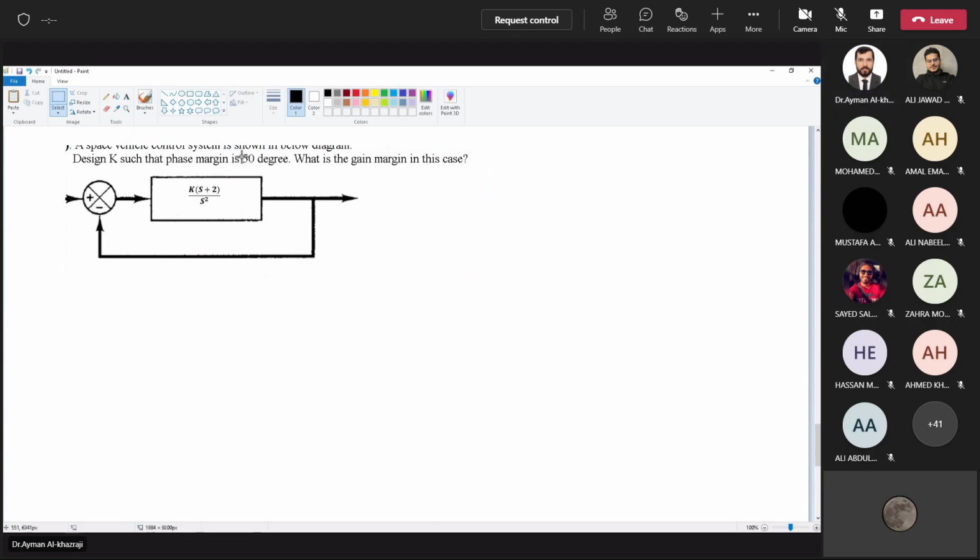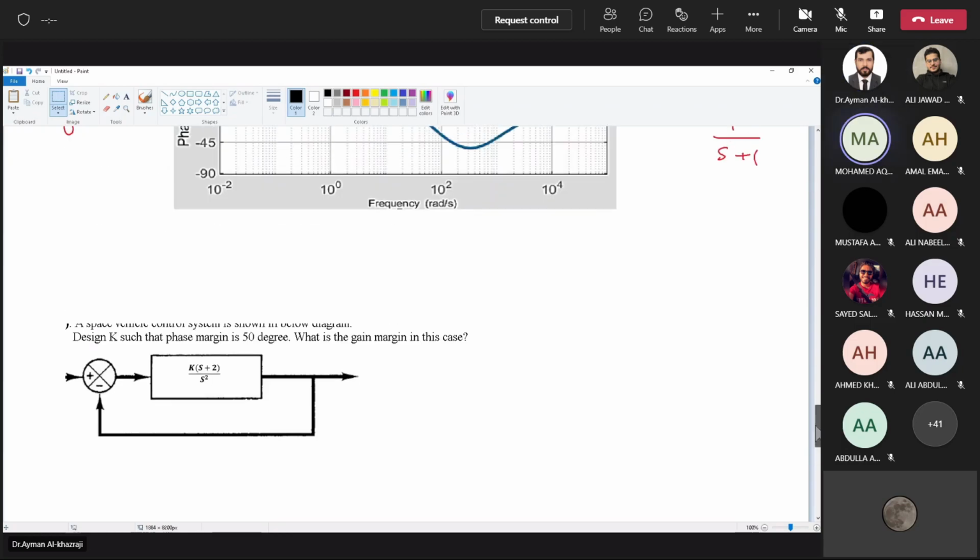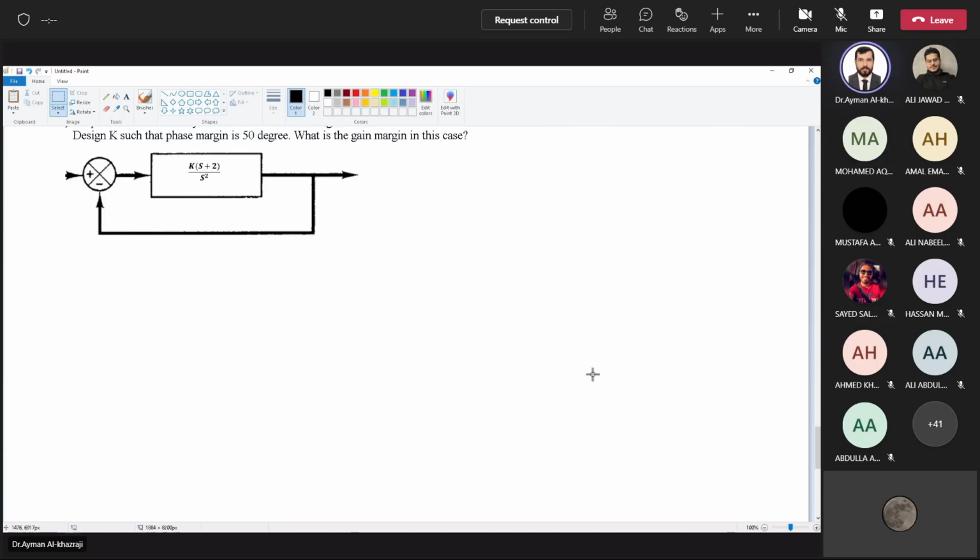Find K value to get phase margin equal to 50. Find K value to make phase margin equal to 50. Again, it is cut. This one I don't need. I need only this one. Okay, it's okay. I need only to design K to make phase margin 50. Okay, this is the question.